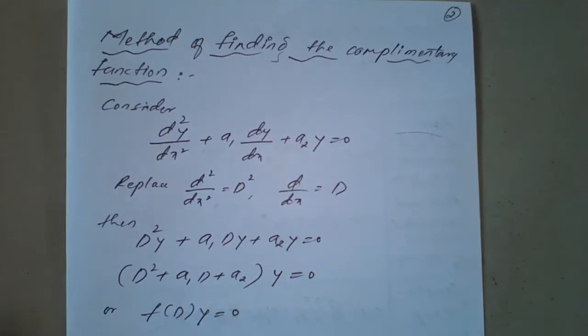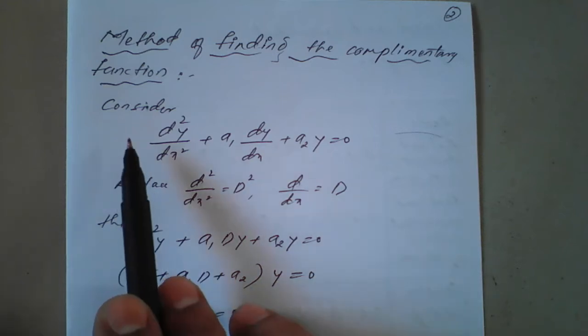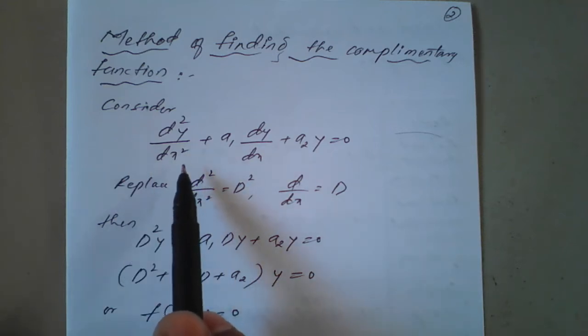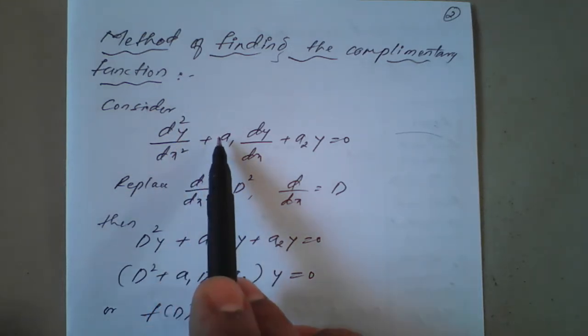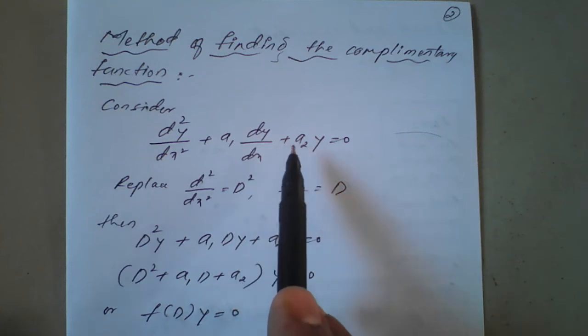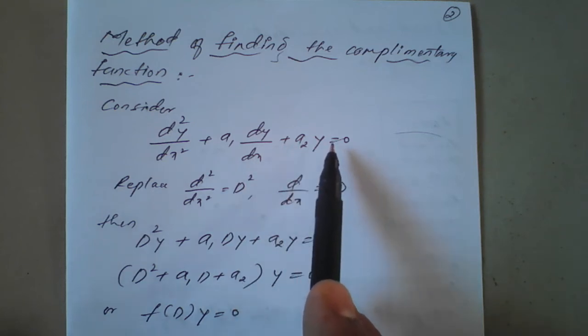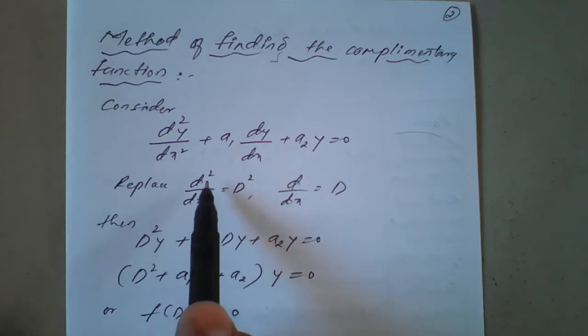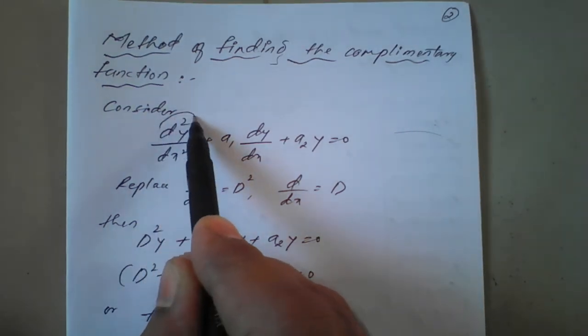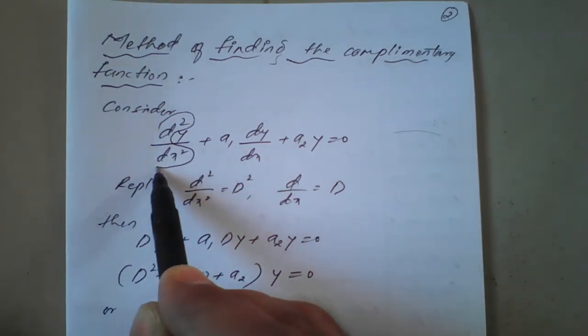Now we'll see the method of finding the complementary functions. Consider a simple differential equation of order 2, that is d square y upon dx square plus a1 dy by dx plus a2 y equal to 0. So what we'll do here is replace this d square upon dx square.